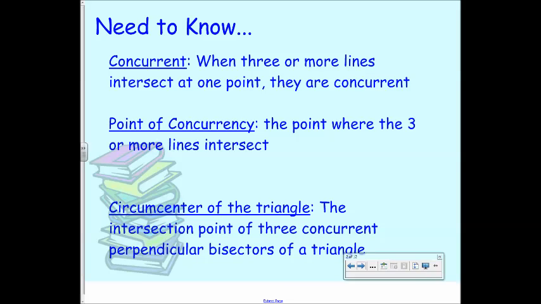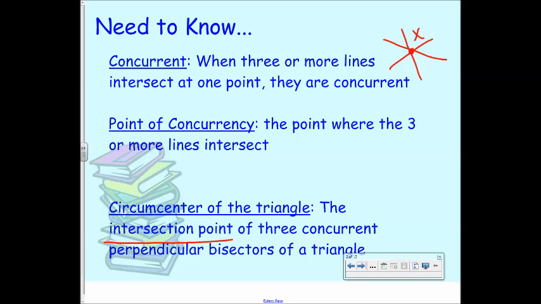All right, so a couple words that you need to know that I'm going to use for the rest of the class. The first word is concurrent, which means 3 or more lines intersect at one point. They are called concurrent lines. A point of concurrency is just the spot where they intersect. So these 3 lines are concurrent, and X would be the point of concurrency. And the last word that's up here is circumcenter of a triangle. The circumcenter is the intersection point of 3 concurrent perpendicular bisectors of a triangle. So 3 concurrent perpendicular bisectors.